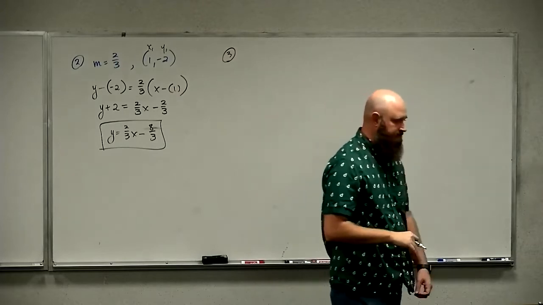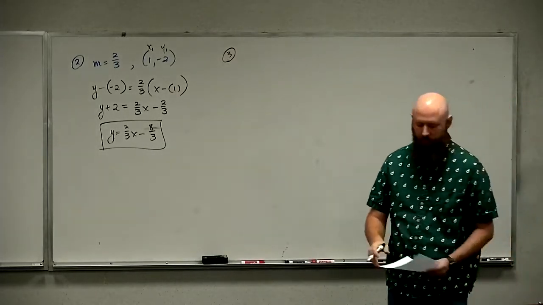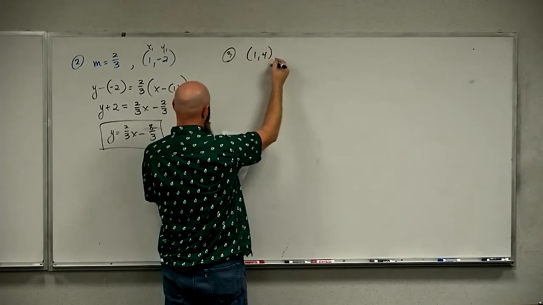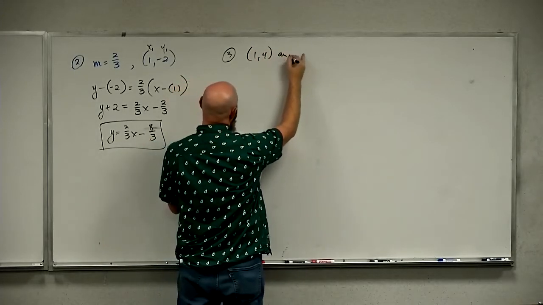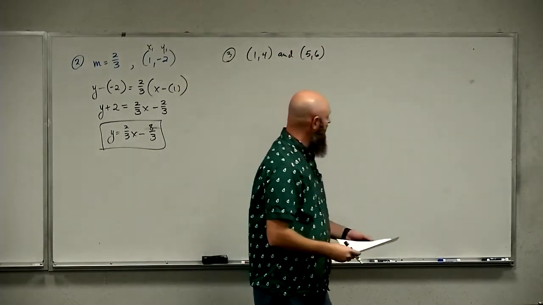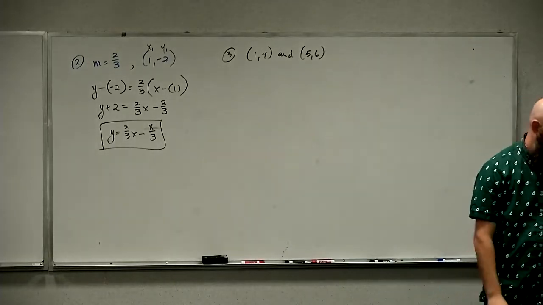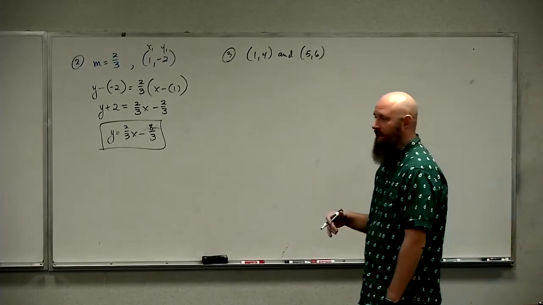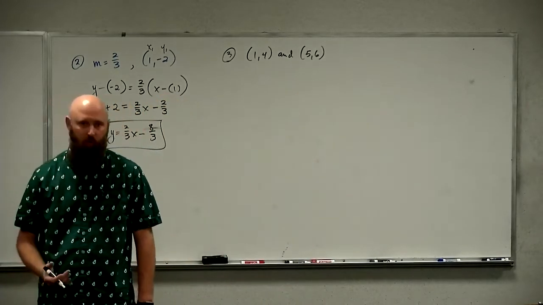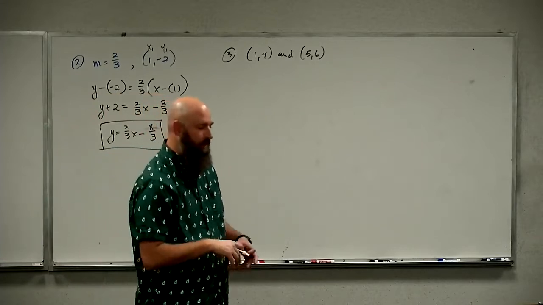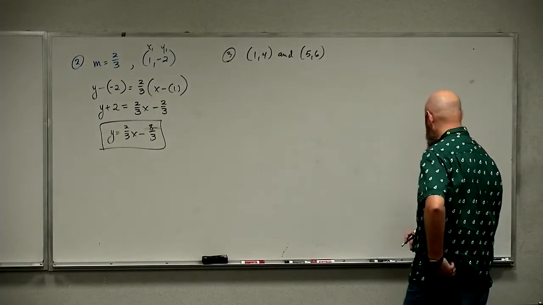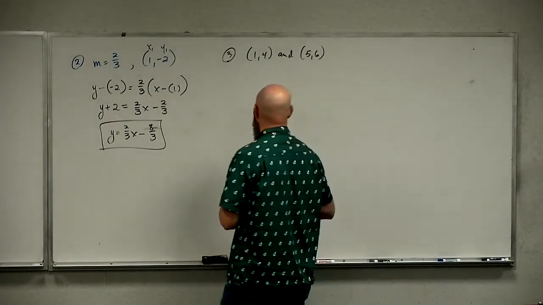All right, so number 3. So here, what if we have (1, 4) and the (5, 6)? This time we have 2 points. Well, I mentioned earlier, we have to have at least 1 point, but we also have to have slope. So if we do not have slope, we need to get slope. And we can do that here using our slope formula, okay? All right, so that's what I'm gonna do.